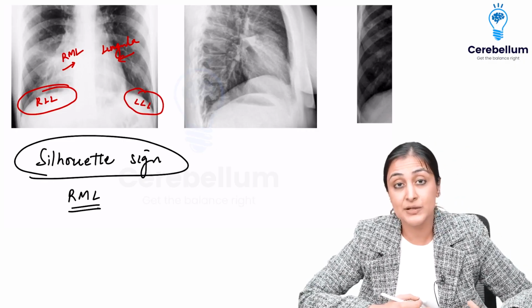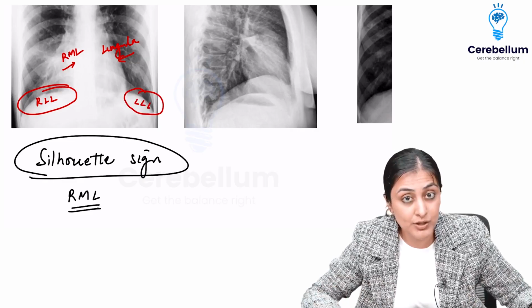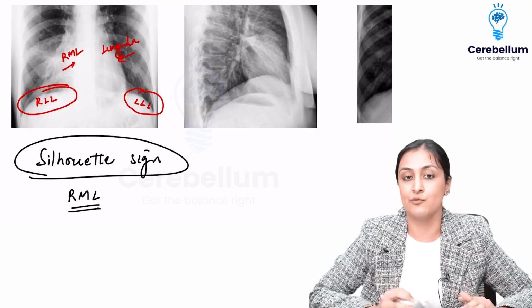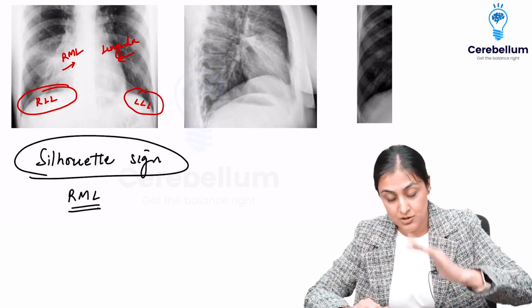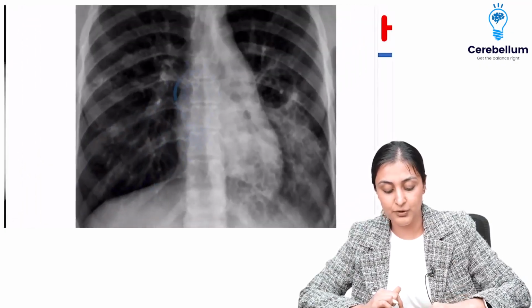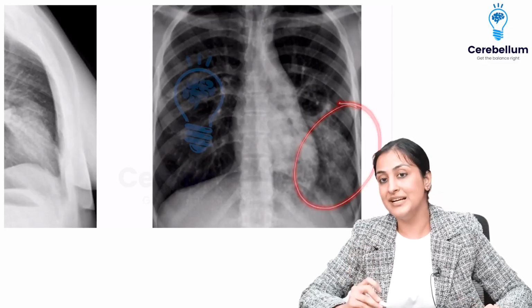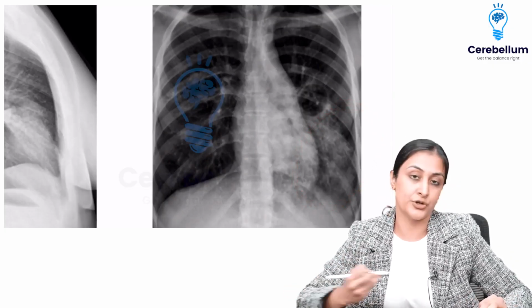So if you see silhouetting of the diaphragm, that's lower lobe. If you see silhouetting of the heart border, it's middle lobe. That's how we use the silhouette sign. So just to make sure you've understood, now look at this X-ray here. Can you tell me this opacity is middle lobe / lingula or lower lobe?